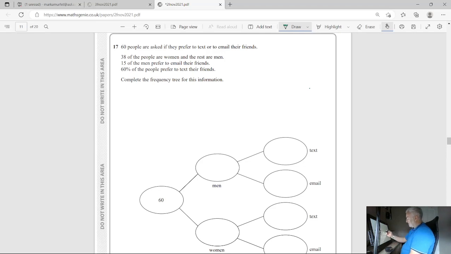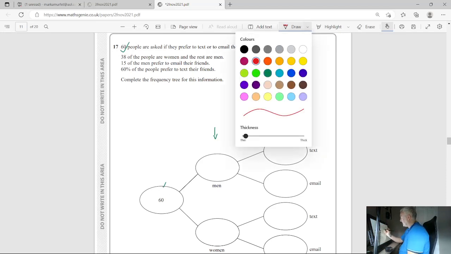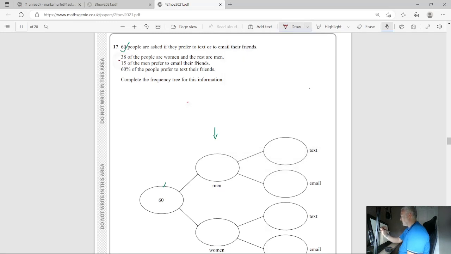So we know this point is men to women. We know the 60 people, that's that bit there. How many men have we got? There are 38 women, so we know there's 38 women here. So ignore everything else at this point and say, what would this missing box be here? What sum am I going to do? 60 take away 38 equals 22. So there's 22 men.